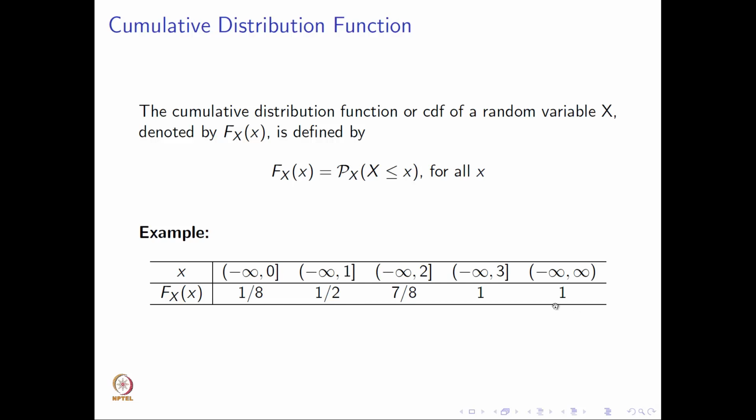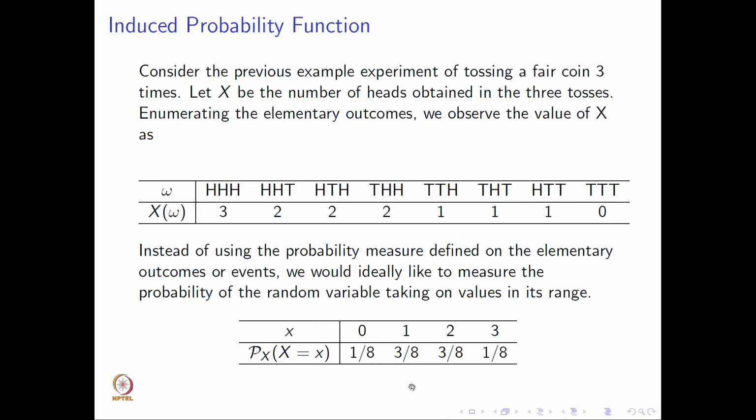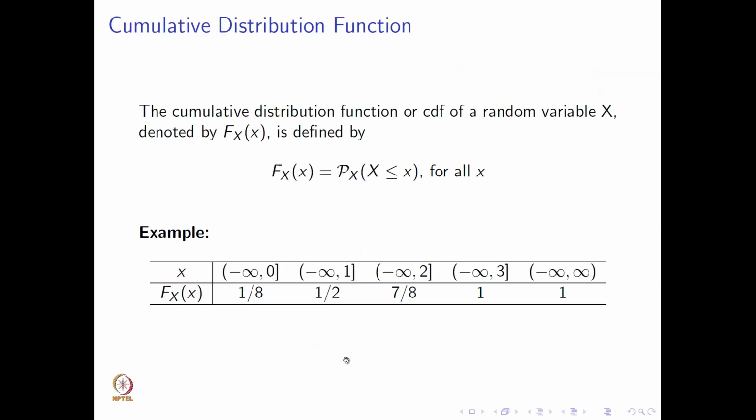For example, fX(1) equals 1 by 2 because the probability that the random variable X has a value of 1, let's just go back to the previous example, is 3 by 8. The probability that the random variable X equals 0 is 1 by 8, and therefore the probability that X takes on a value less than or equal to 1 is 1 by 8 plus 3 by 8, equal to 4 by 8 or 1 by 2.